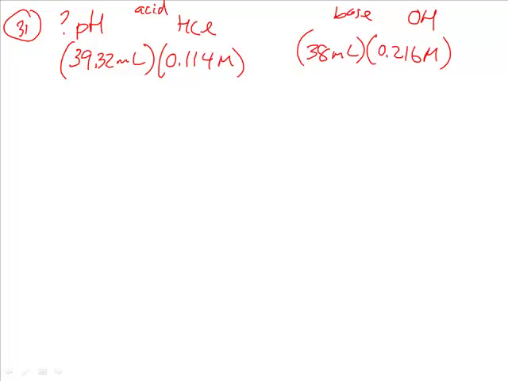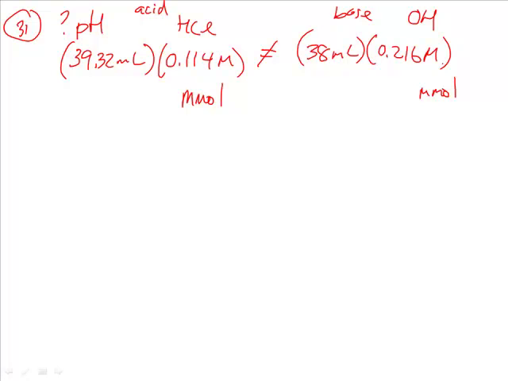Now it's asking for the pH, and it did not say it was neutralized, so that means that these two will not be equal to each other most likely. Okay? So they're not equal to each other, so we have to find out how much we have on each side. So if we multiply these together, we'll get millimoles of the OH and millimoles of the H.